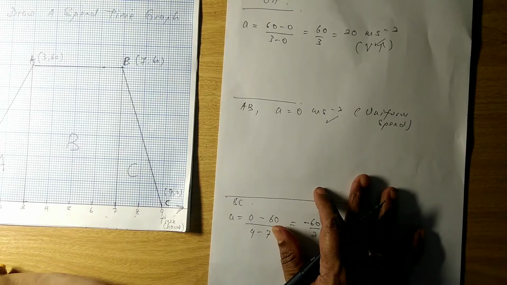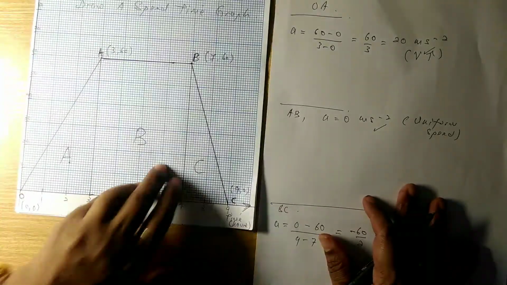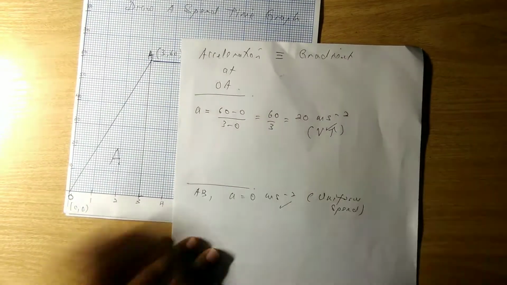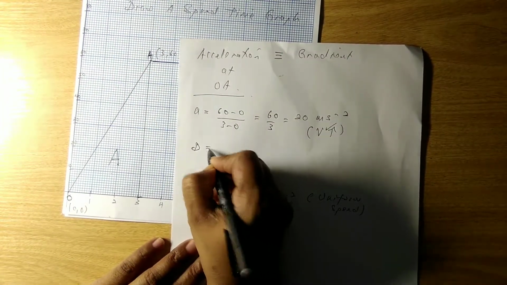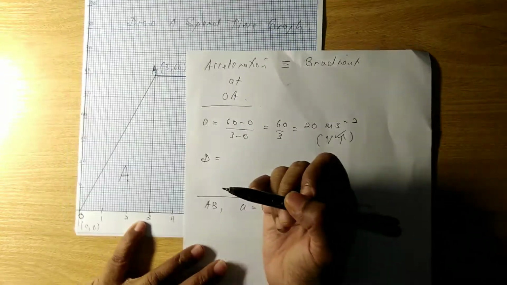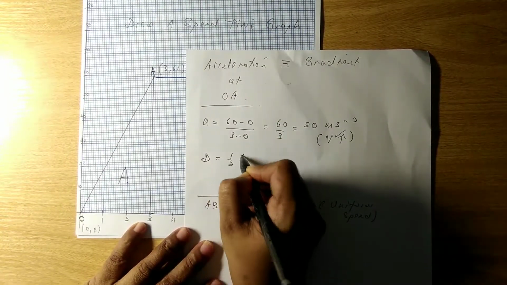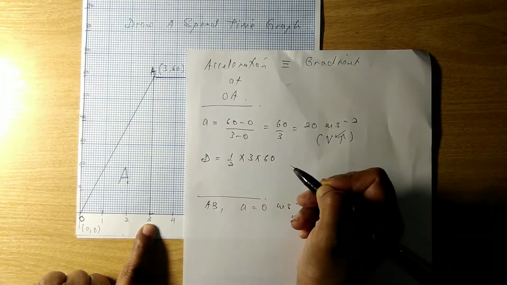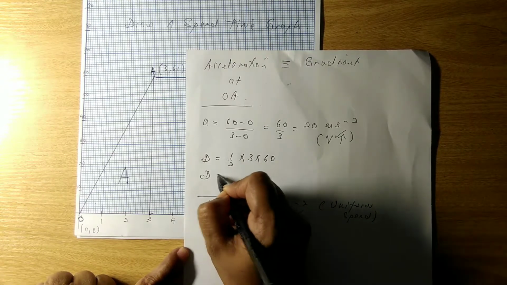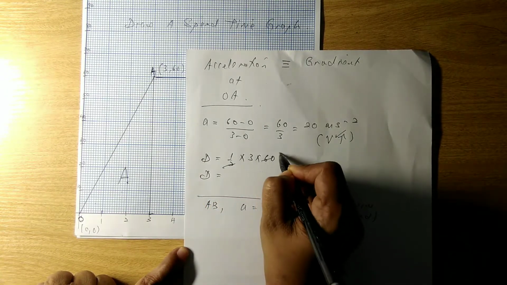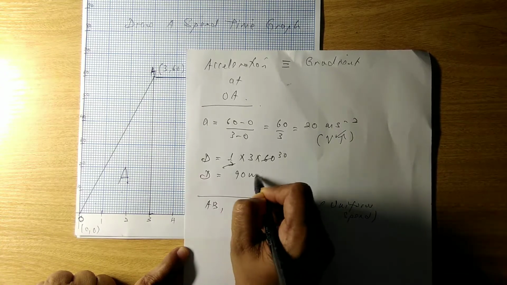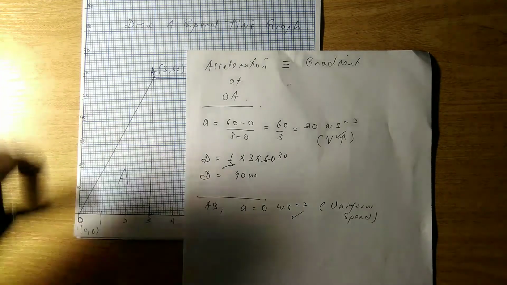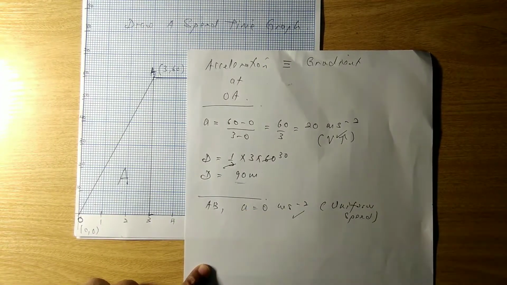Now likewise, let's calculate distance. The distance covered from O to A. Here I'm going to use the formula of a triangle, which is half base times height. My base here is 3, my height is 60. So the distance traveled is actually 90 meters. That's the distance traveled by the particle from O to A. It covers about 90 meters.